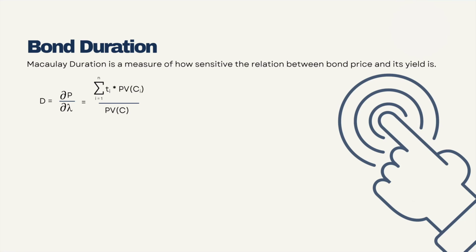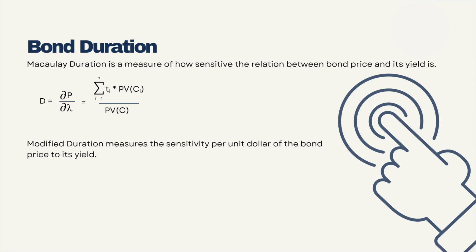Since different bonds have different prices, it becomes harder to compare the sensitivity of bonds against each other. So in the industry, people usually calculate and report the modified duration instead of the Macaulay duration. Modified duration ensures that the sensitivity of the bonds are on the same scale for easier comparison between them. The modified duration is given by the following formula.